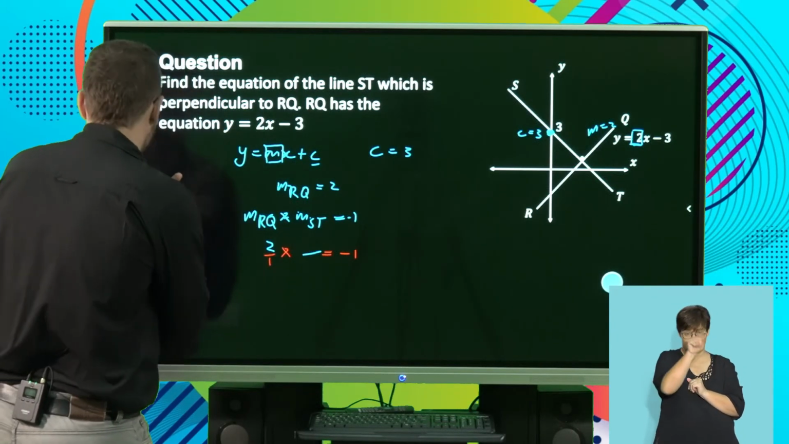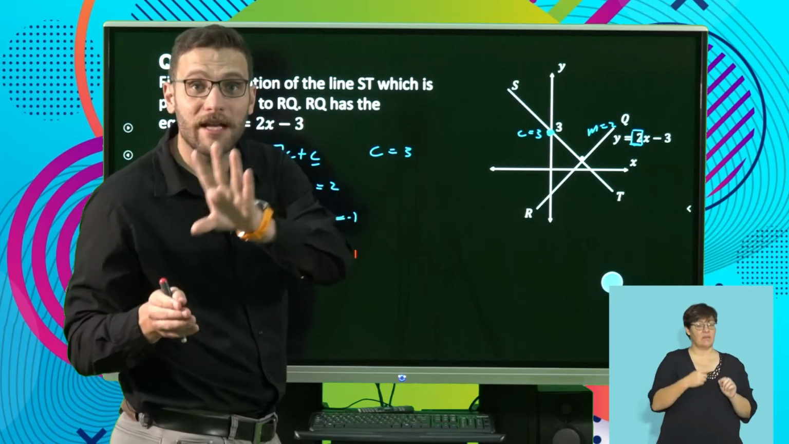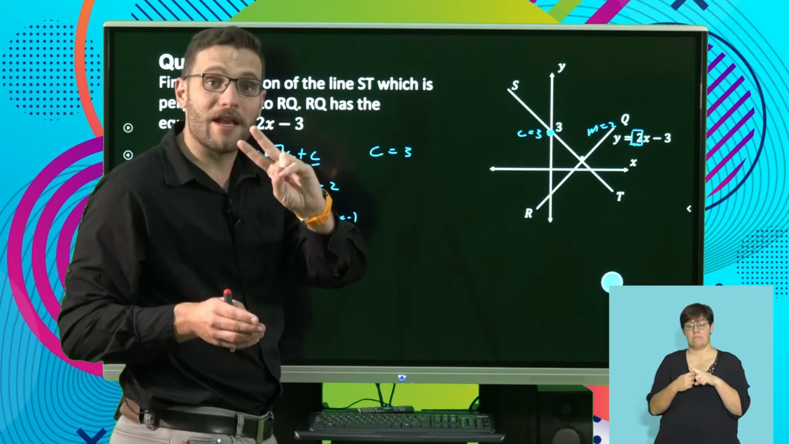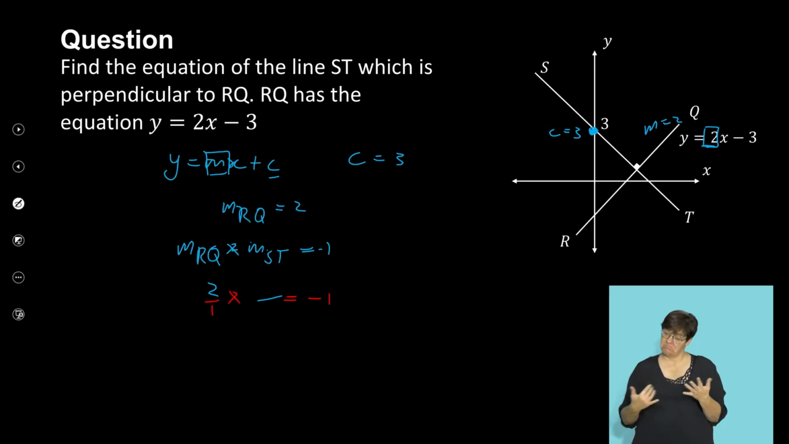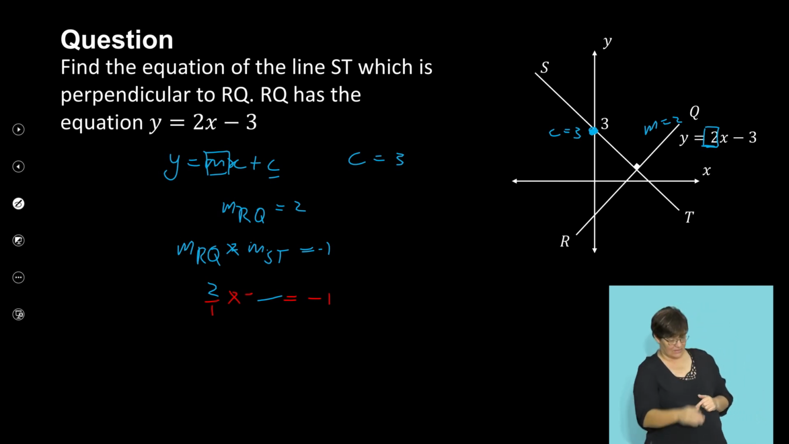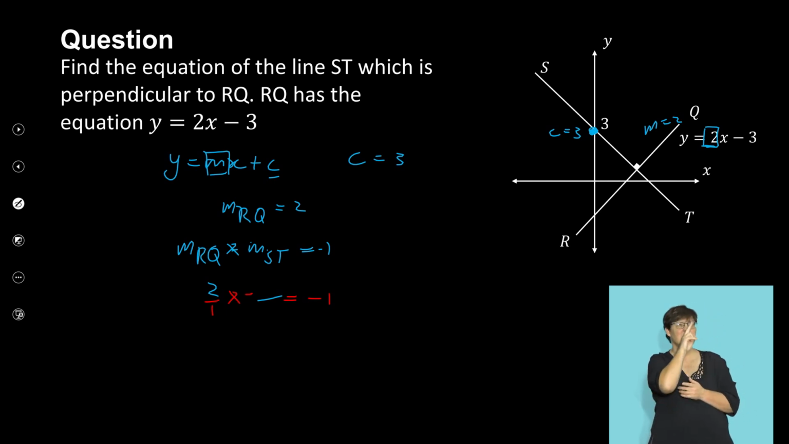The first thing that's important is the only way that I get something negative is if I go a positive times a negative or a negative times a positive. And so how do I find the gradient of the line that's perpendicular? Well, it's always going to be the different sign. So if the sign of one line is positive, the other sign must be negative. And so I know that the sign of my gradient of ST must be negative, first of all because it's going down, but also because the product needs to be -1.